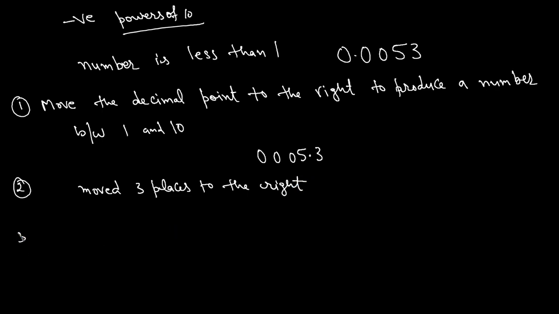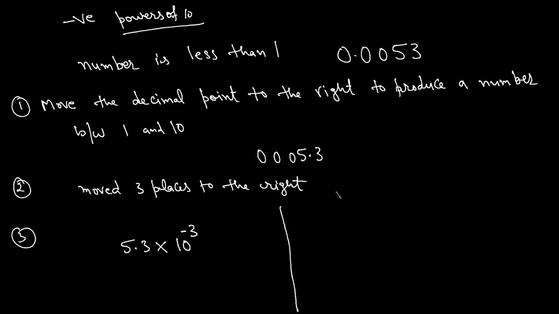And third step is, since original number is less than 1, the exponent is going to be negative. So our answer is going to be 5.3 multiplied by 10 raised to power, how many places it moved? 3. But number is less than 1, so I'm gonna make it negative exponent. So that's how you can write the exponent when number is less than 1.